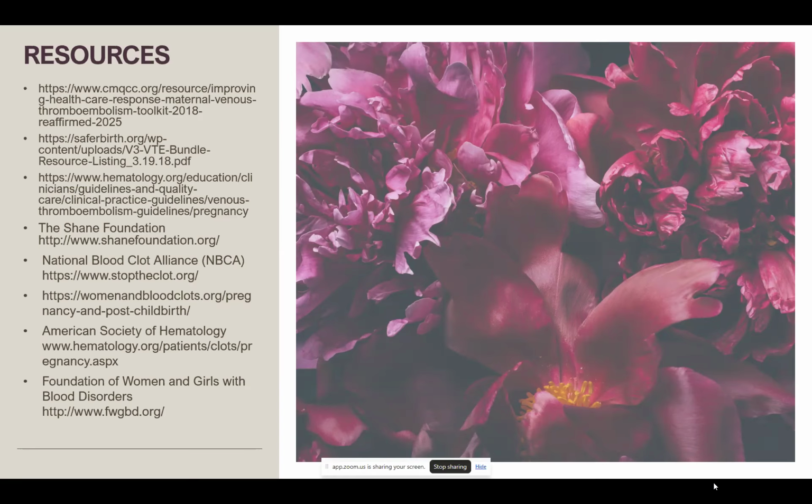Resources for you: the Safer Birth website, which is the AIM organization for safety bundles, and CMQCC's website. For CMQCC, if you've never gone on there and you're trying to get some of the toolkits, you do have to register, but it is a free registration. They will ask you what state you're from, what kind of work you do, whether you are inpatient, outpatient, etc. There's the Shane Foundation, the National Blood Clot Alliance, and Women in Blood Clots. The American Society of Hematology also has some really great flyers for your patients who have known bleeding disorders and clotting disorders. And then the Foundation for Women and Girls with Blood Disorders has some really great patient education tools.